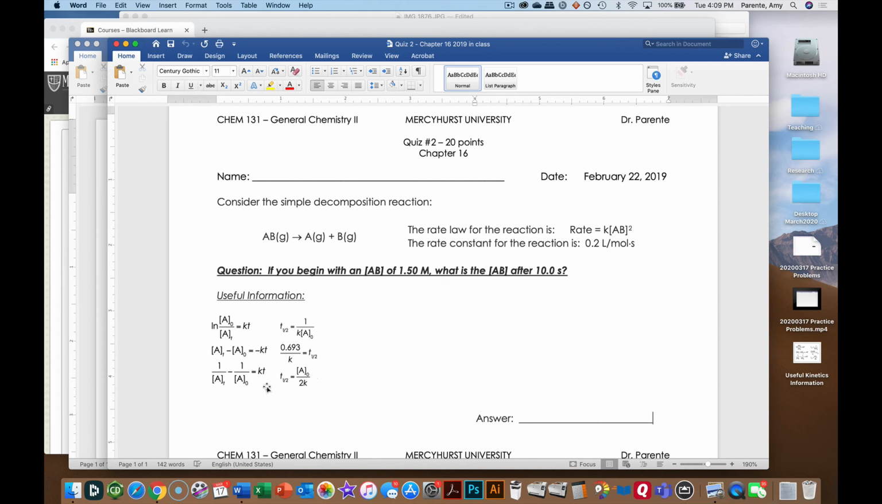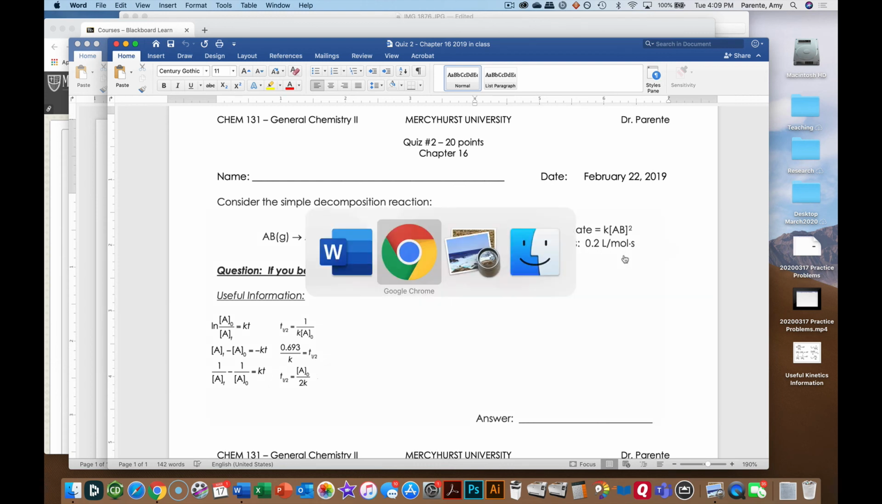We don't need to understand that for this problem. But what I'll show you how to do is set up a problem in Blackboard so that it will solve it using this variable for literally 100 different problems that have different amounts of time, amounts of starting material, and a rate constant for the reaction.